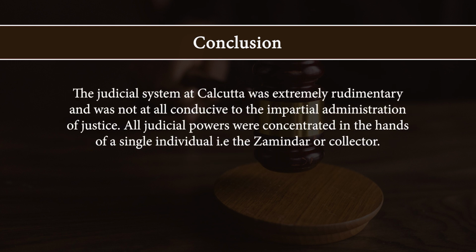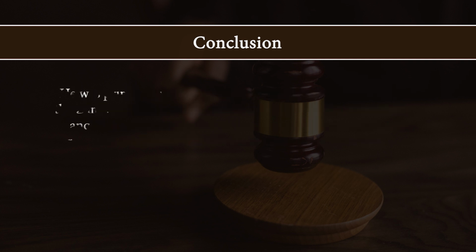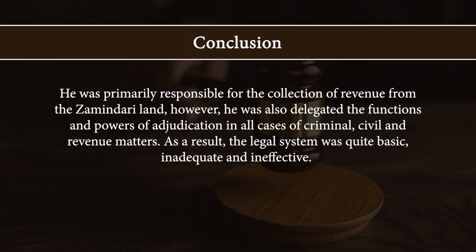The judicial system at Calcutta was extremely rudimentary and was not at all conducive to the impartial administration of justice. All judicial powers were concentrated in the hands of a single individual, that is, the zamindar or collector. He was primarily responsible for the collection of revenue from the zamindari land. However, he was also delegated the functions and powers of adjudication in all cases of criminal, civil and revenue matters. As a result, the legal system was quite basic, inadequate and ineffective.